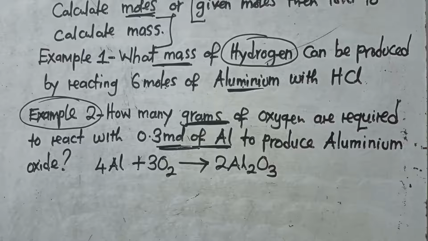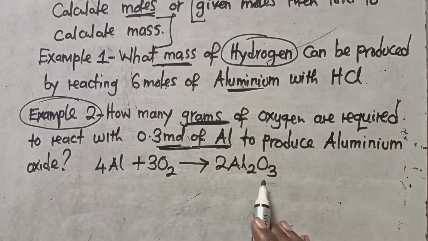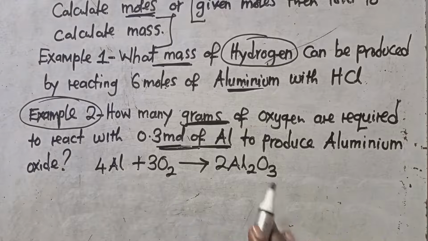So this is a mole to mass calculation. It can be a mole to mass or mass to mole. It is just one and the same. So the equation is already given here and it is balanced. What we just need to do is equating. It's just a matter of us equating. So how do we equate?